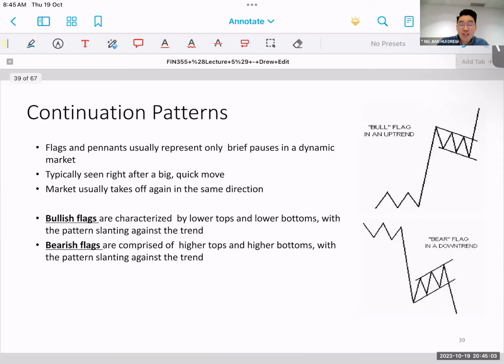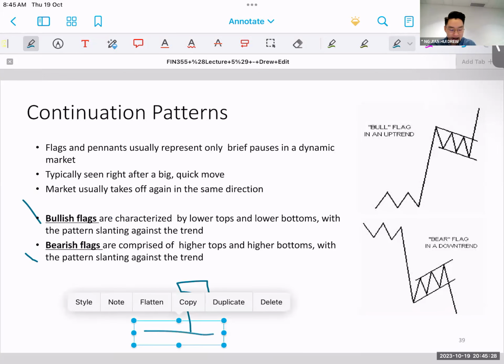Okay, so a continuation pattern means that if it's going in a direction, you continue in that direction. We have two kinds of flags that we like to talk about, called a bullish flag and a bearish flag. So what does this flag mean? It looks like a flag on a flag pole, like this. The flag, and then this is the ground. So a flag on the ground.